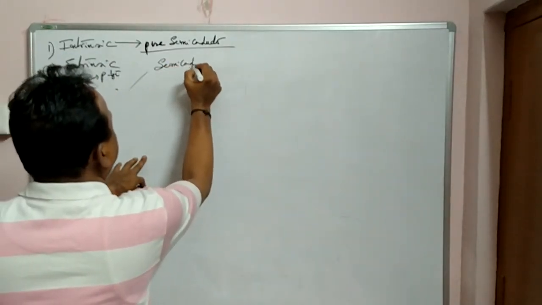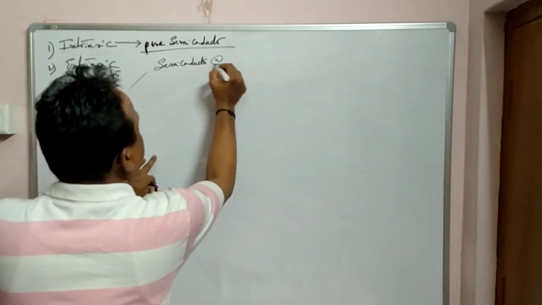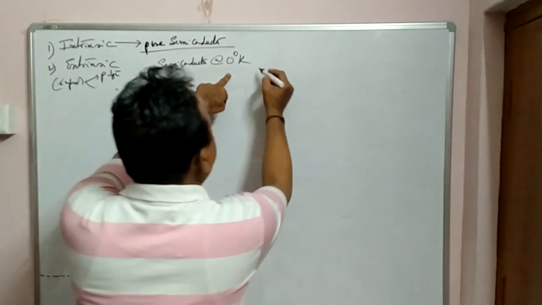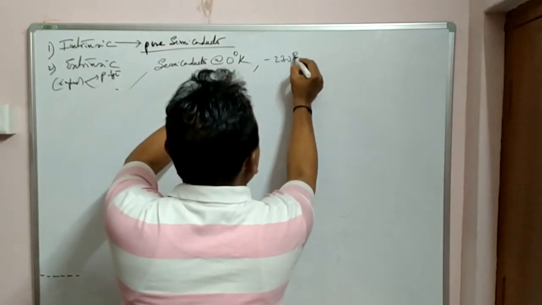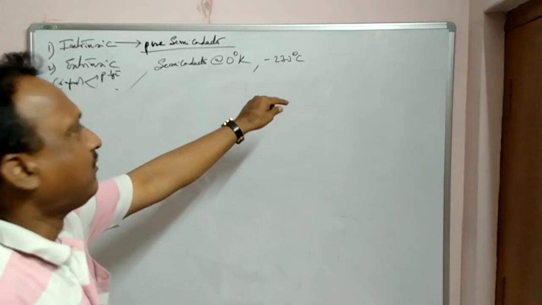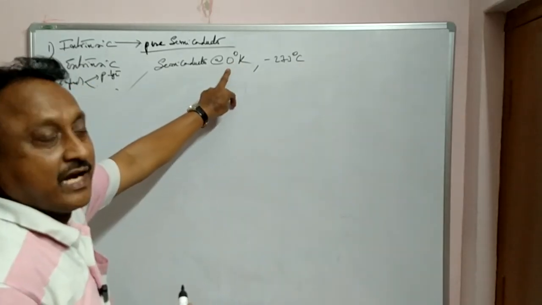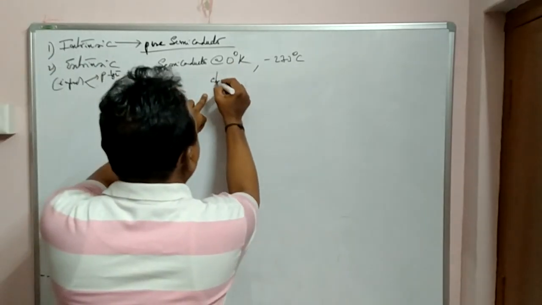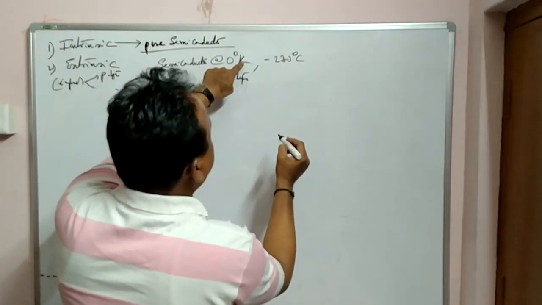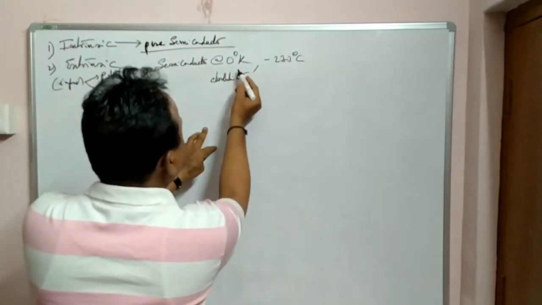Regarding semiconductors, at 0 degrees Kelvin, that is minus 273 degrees centigrade. What is 0 degrees Kelvin? At absolute temperature, 0 degrees Kelvin.